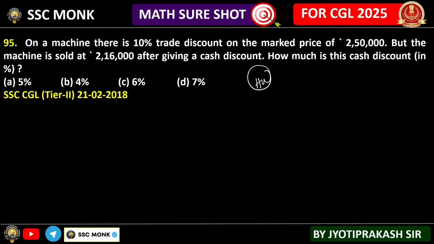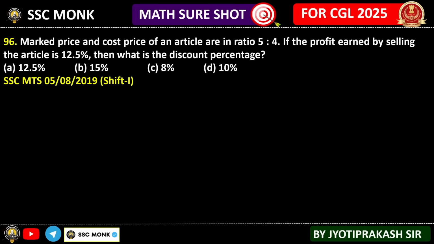Simple discount calculation. The marked price and cost price of an article are in the ratio of 5:4. Not an issue. If the profit earned by selling the article is 12.5%, then what is the discount percentage? So what happened? The cost price was, let's say, 400. The marked price is 500.